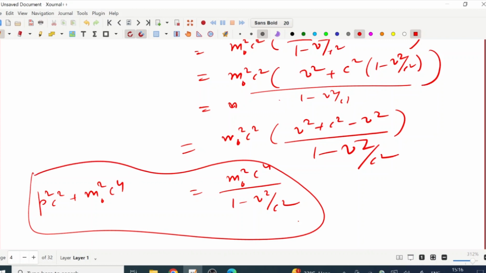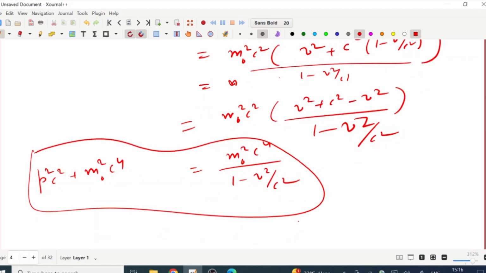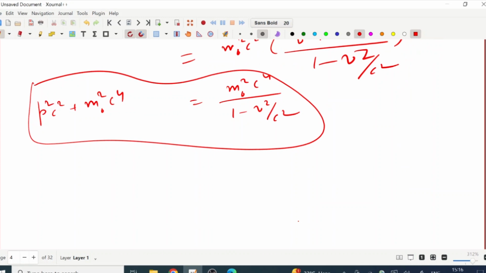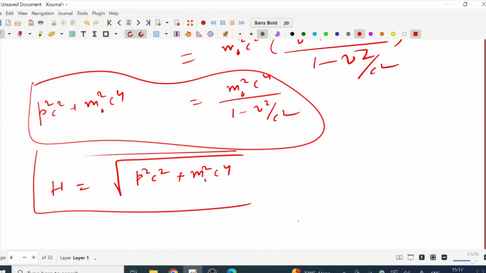So, from the momentum relation and simplification we found this. If we substitute this, our Hamiltonian will be root over p square c square plus m0 square c to the power 4. So, in this case we find the relativistic energy of a free particle. So, the Hamiltonian is the relativistic energy of a free particle, but please note that our Lagrangian was not of the T minus U form.